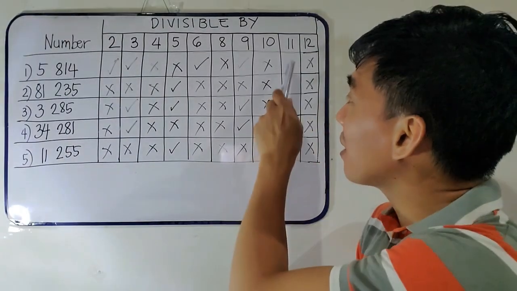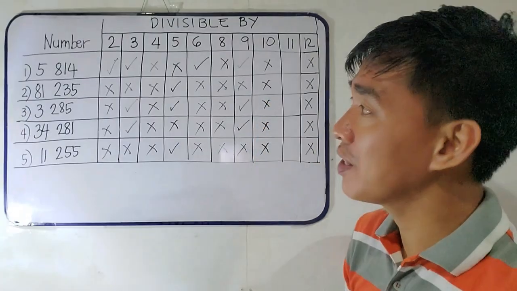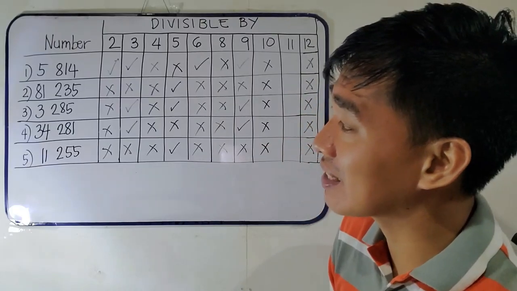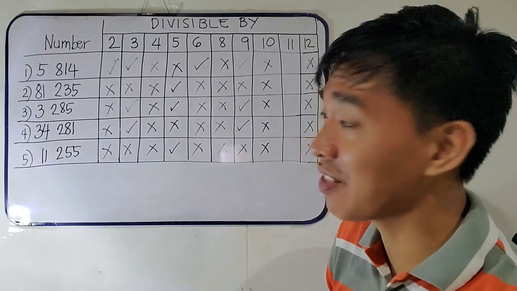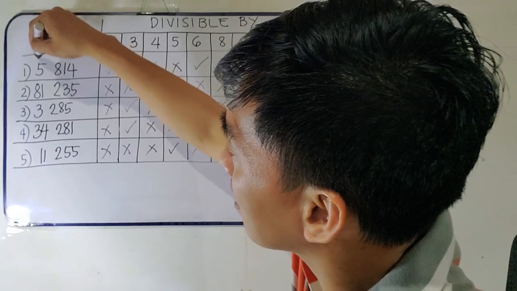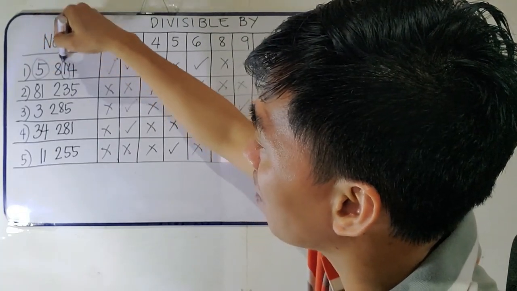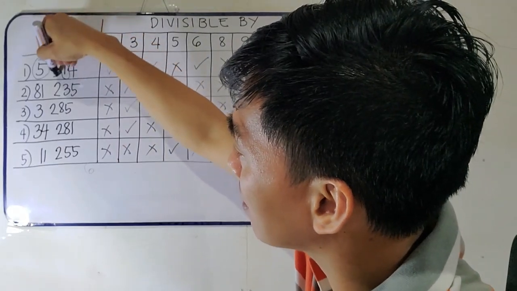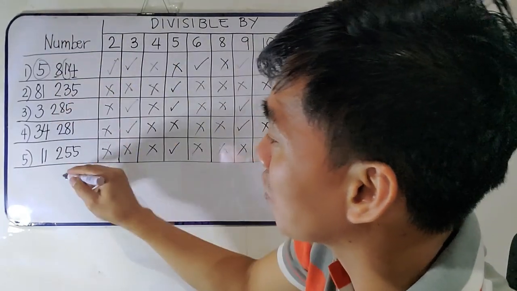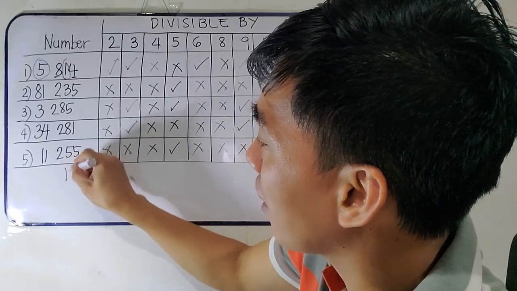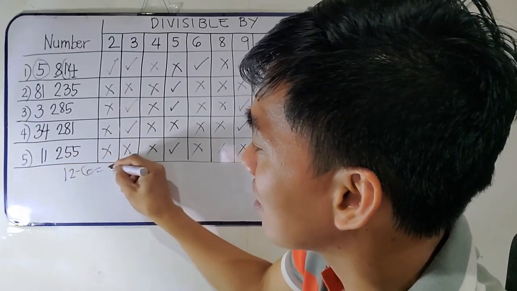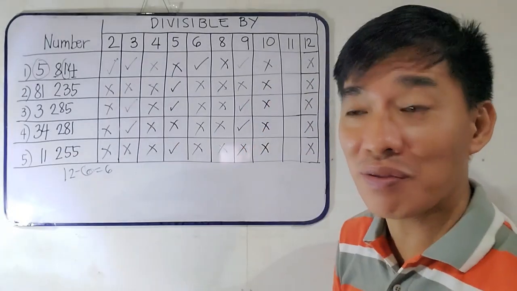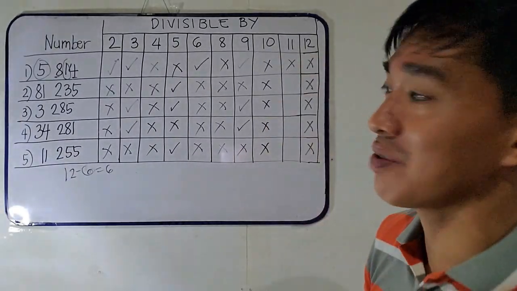This time, let's try the rules for 11. So let's try to get the sum of the alternating digits, then their difference. So this one and this one, they are grouped, so that is equal to 6. This one and this one, they should be grouped, so that is equal to 12. Now 12 minus 6, the answer is 6. 6 is not a multiple of 11, so X for this one.